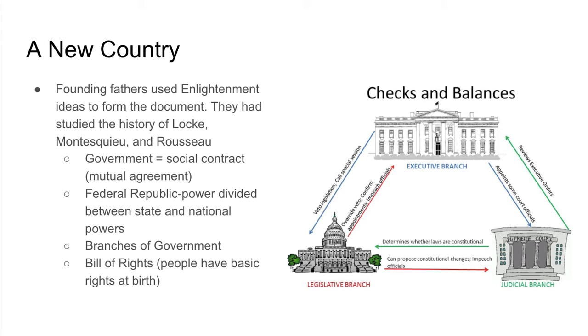We have a Bill of Rights, where people have basic rights at birth. For example, freedom of speech, freedom of religion, freedom of the press. We have the right to bear arms. All of these different rights you get as soon as you are born here in the United States. If you are a U.S. citizen, you are guaranteed these rights.